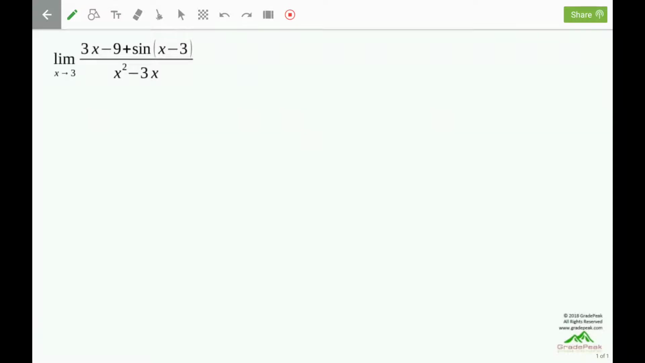Limit as x goes to 3 of (3x minus 9 plus the sine of x minus 3) over (x squared minus 3x). The first thing we're going to do is plug a 3 in for each of the x's. That will give me 3 times 3 minus 9 plus sine of 3 minus 3, divided by 3 squared minus 3 times 3.